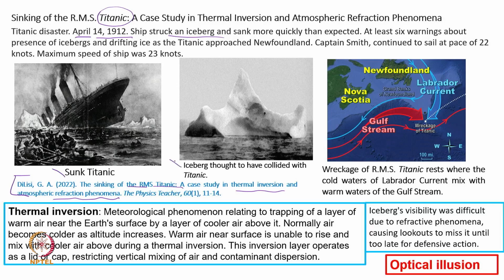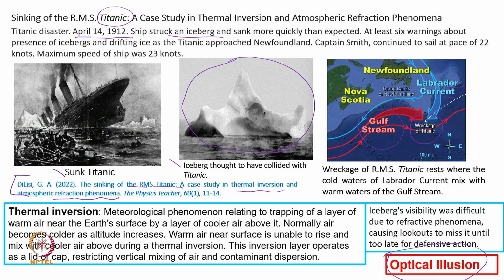and then they have given a kind of iceberg. They found that there is a possibility it struck against this iceberg, and the exact location where the wreckage of the Titanic happened has been given. The Labrador current is a kind of cold current, and the Gulf Stream is a high temperature current. They found that when the cold water and high temperature water mix, this kind of phenomenon is possible, and often people use the word optical illusion.